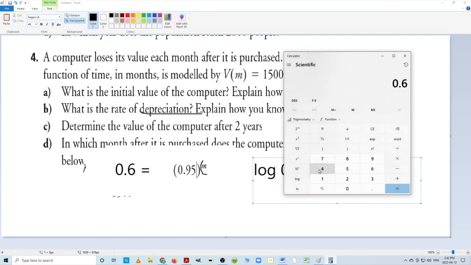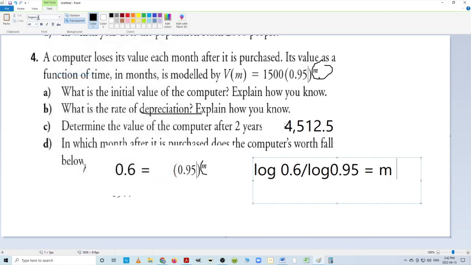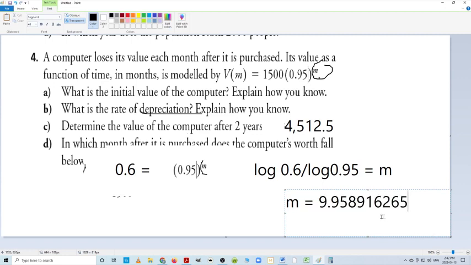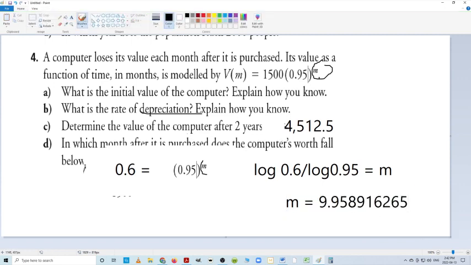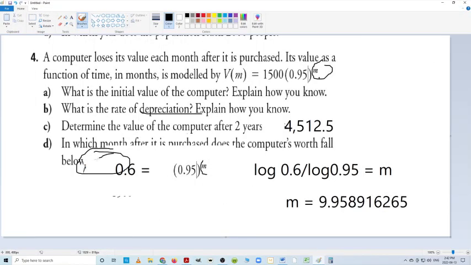And if I take 0.6 log divided by 0.95 log, I get this nice 9.95. So m, month, which month? Because we're working in months, remember? So that means m is exactly equal to this. So that's when it's going to hit the value of 900. And it says what month does it happen when it is below 900? Well, it's clearly month 10.